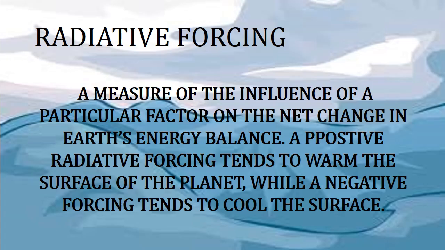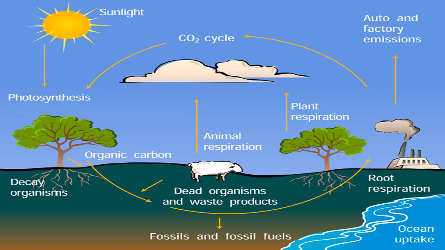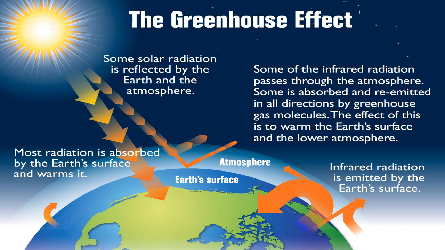Radiative forcing is a measure of the influence of a particular factor on the net change in Earth's energy balance. A positive radiative forcing tends to warm the surface of the planet, while a negative forcing tends to cool the surface. Carbon cycle: it starts with sunlight going to photosynthesis, going to organic carbon, dead organisms and waste products, and fossil fuels, going to root respiration, up to the CO2 cycle.